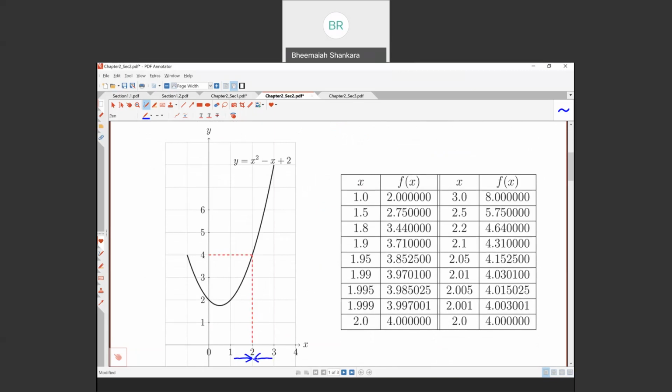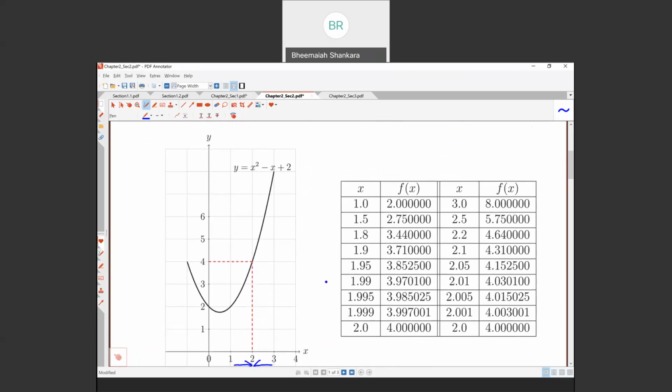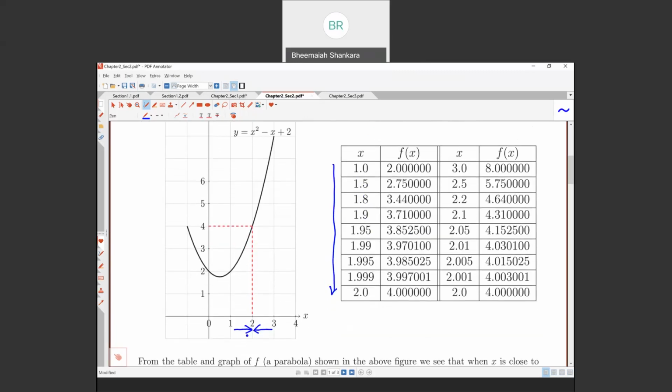And all these values have also been tabulated here in the form of a table. So let's try to read this table carefully. Now, you see that the starting value of x is 1. You plug in 1 in the function, calculate the functional value, you get 2. Similarly, plug in 1.5, calculate the functional value. As we see the x values here, the x values are increasing starting from 1 all the way up to 2. So you're moving from 1 to 2 in this direction.